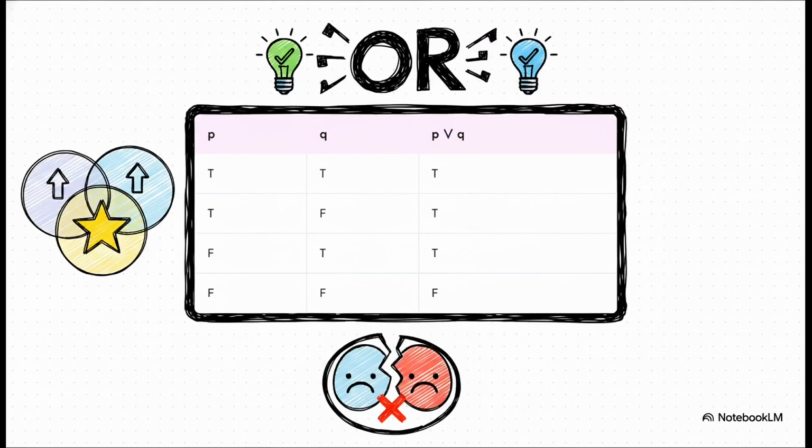Next up is disjunction, or "or." Now this one is way more chilled out than "and." For an "or" statement to be true, you just need one of the parts to be true. That's it. So if you have a true and a false, it's still true. If you have 2 trues, of course it's true. The only, and I mean the only way for "or" to be false is if both parts are false. That's the one you've got to remember.